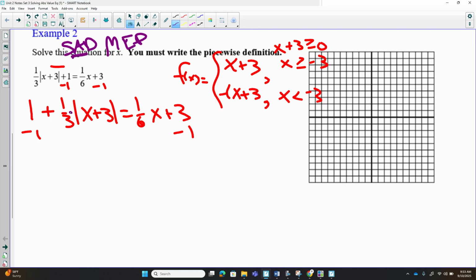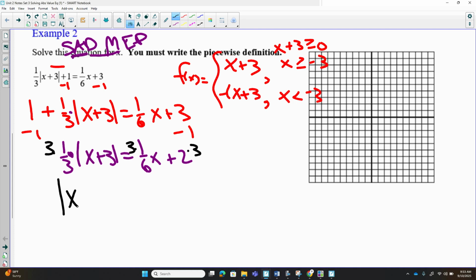All right. So we're subtracting 1, so I'm going to get 1/3 as the value of x plus 3 equals 1/6 plus 2. What's the next thing? We want to do the opposite of the multiplication of 1/3, which is multiplying by 3. So multiply by 3 to everything. So I get the absolute value of x plus 3 equals 1/2 x plus 6.